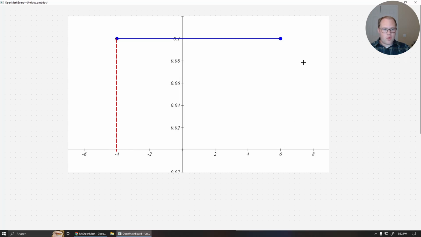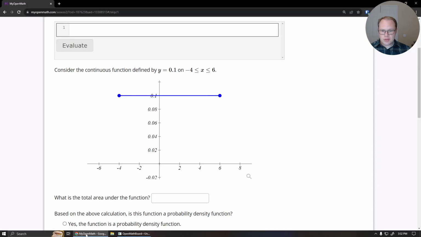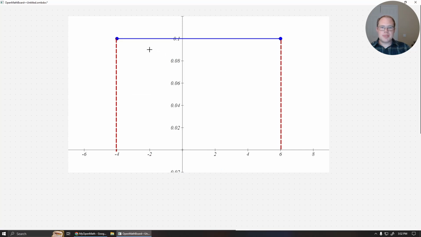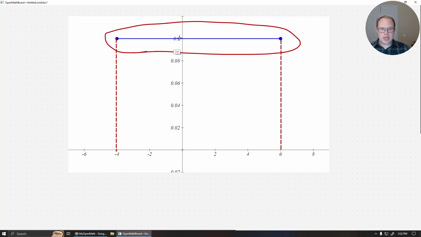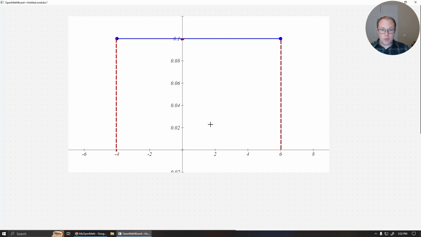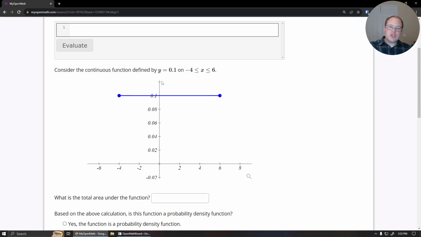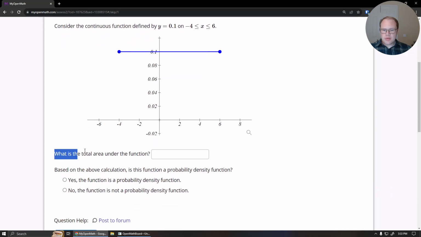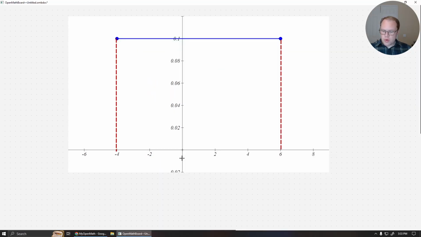There's x equals -4. There's x equals 6. The function itself is y equals 0.1. That describes how high the function is. Notice it's at 0.1 here on the y-axis, and it always stays at that height. So the graph is just showing us what this statement is describing. Okay? We want to find the total area under the function. So we want to find this area here.